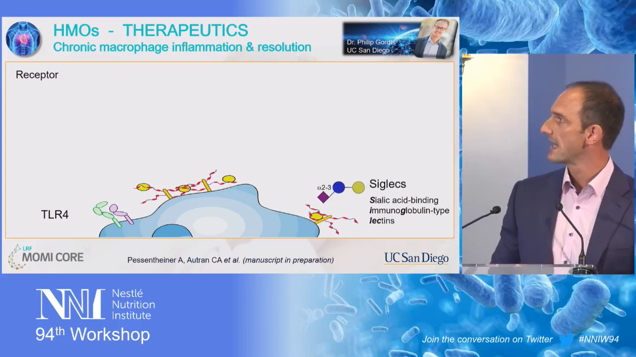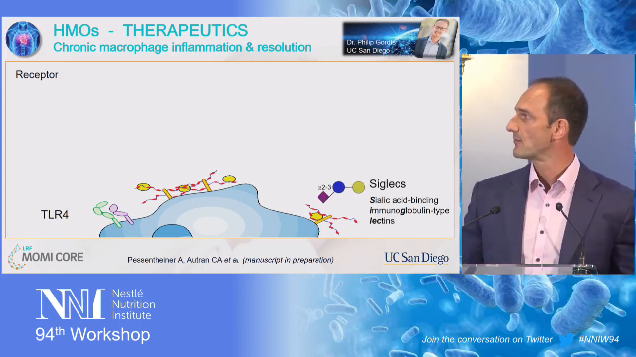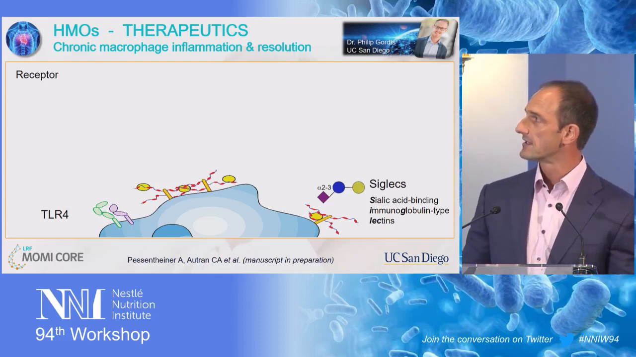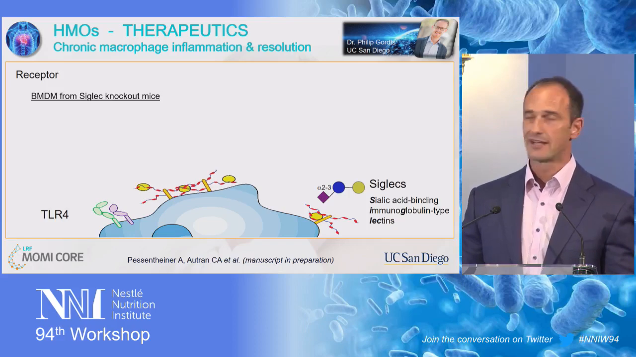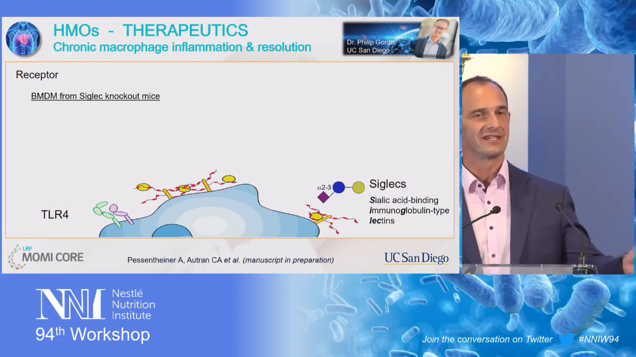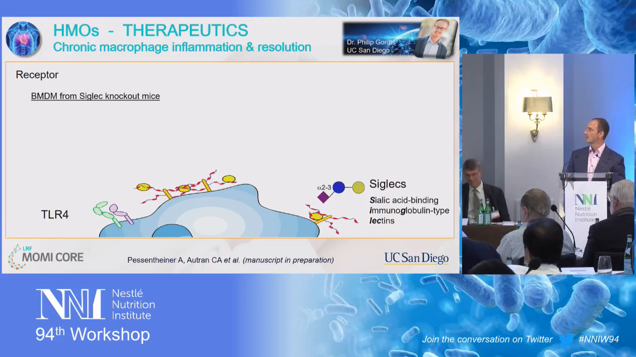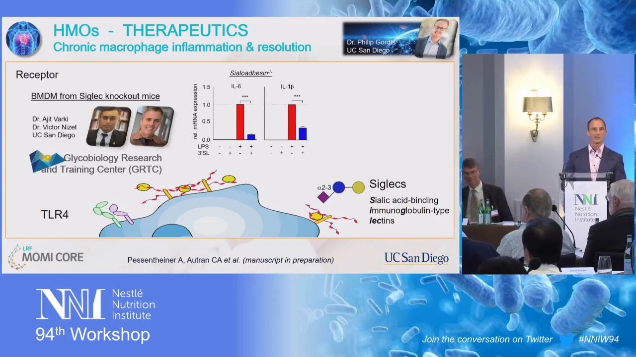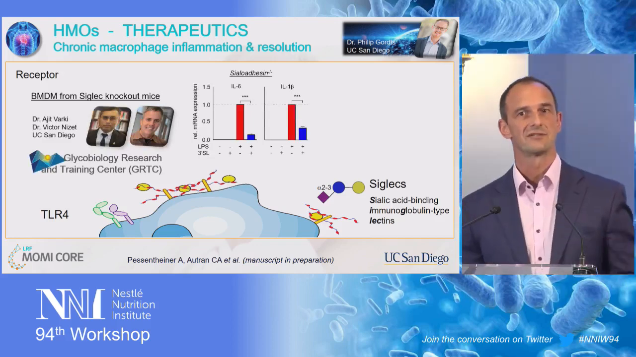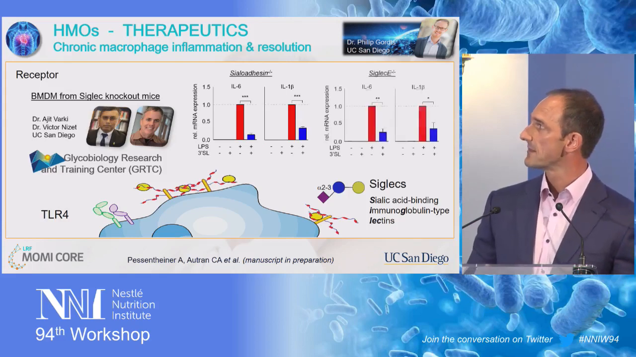Then it's a sialylated glycan, so we thought, well, maybe it's the Siglecs. And we have the Siglec experts, right, one floor down, Ajit Varki and Victor Nizet. So they had knockout mice already running around. We just needed the bone, get the macrophages isolated, and see if our compound still has an effect. And it turns out it still works. So knocking out those Siglecs is not having an effect. Siglecs are not the receptors.